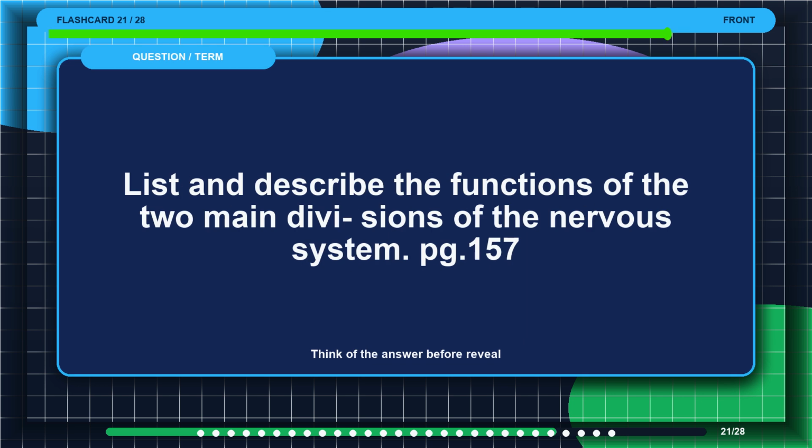Flashcard 21. List and describe the functions of the two main divisions of the nervous system. Page 157. Pause and think of the answer before the reveal.